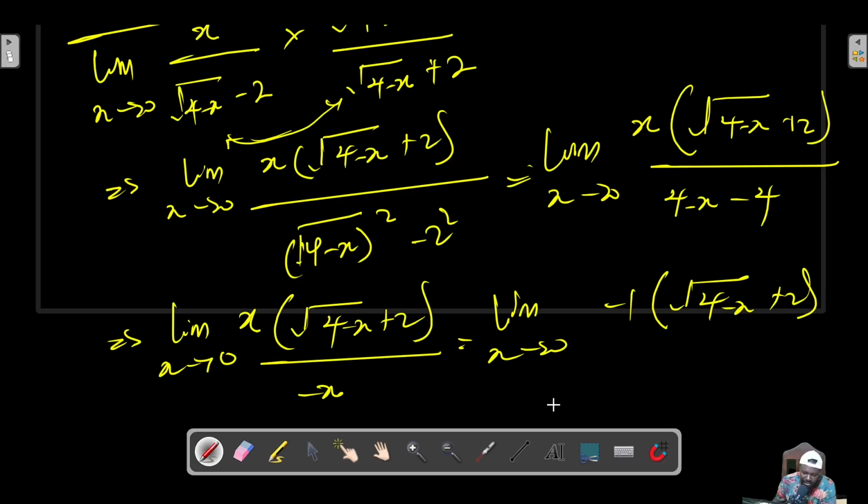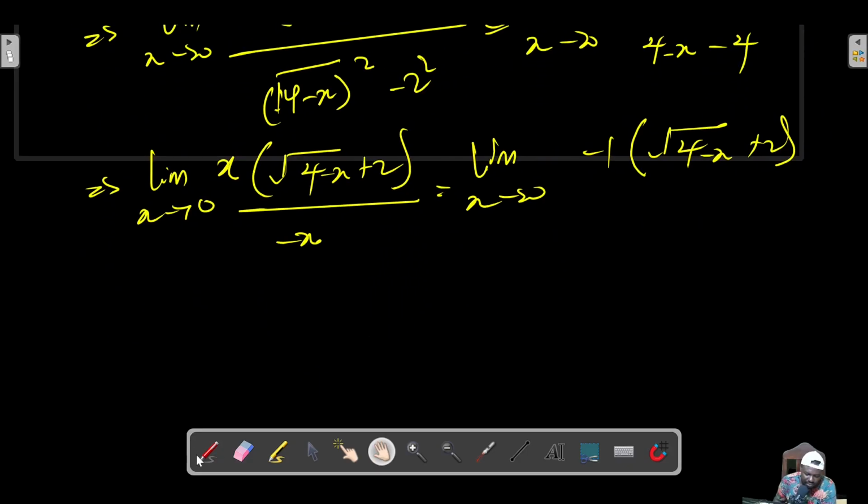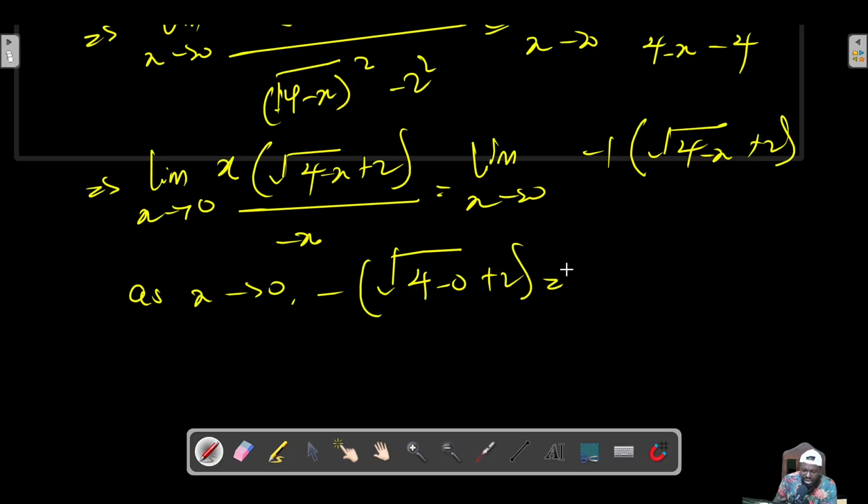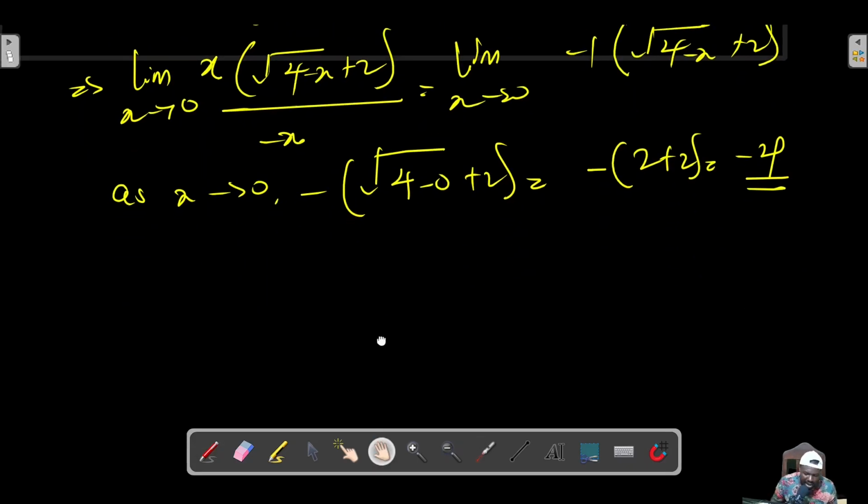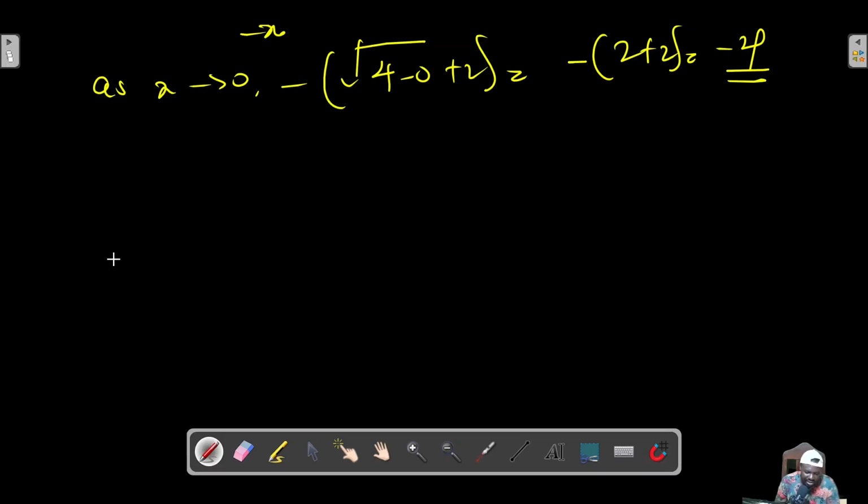From here, I can do my direct substitution. As x approaches 0, I end up with negative root of 4 minus 0 plus 2, so negative 2 plus 2, and my answer is negative 4. As I said, you can also substitute in some expression. That one will be lengthy, but you can try it.